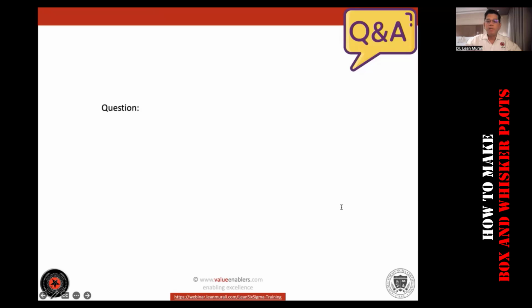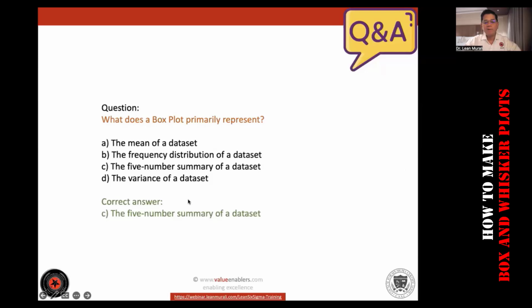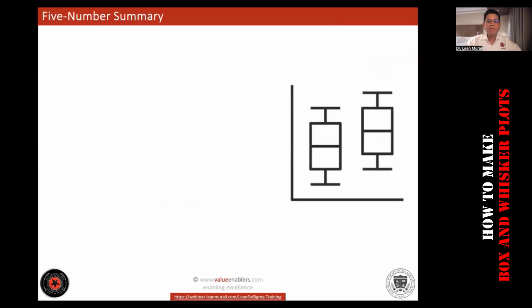Awesome. Okay. Be ready. What does the box plot primarily represent? The mean of the data set, the frequency distribution of the data set, the 5-number summary of the data set, or the variance of the data set. What is the right answer? All right, we all know C is the right answer. And for those who have typed C, all of you send chocolates, flowers, because the 5-number summary of the data set is the right answer. Okay, what is that 5-number summary?